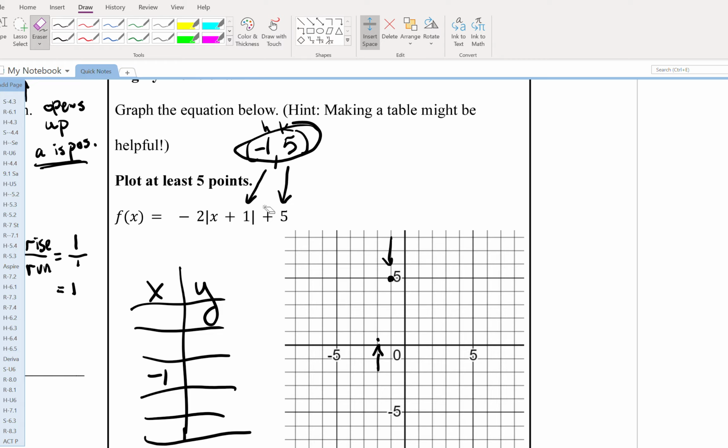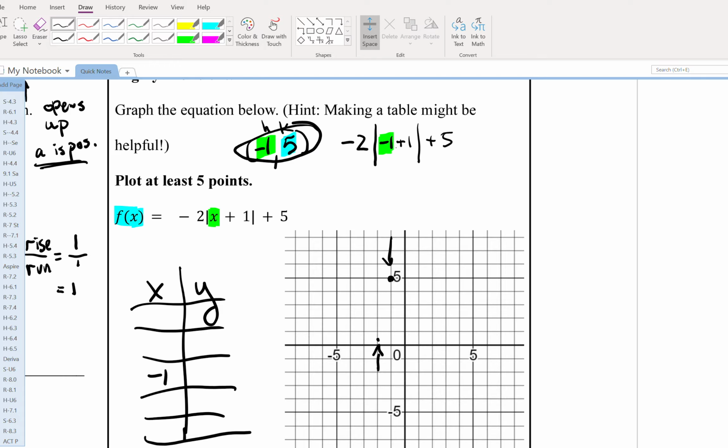So we just put that in. If I put that negative 1 in here for x, I should get out 5 as the value that I get for y. And so I'm just going to see if that happens. If I put in negative 2 times absolute value of negative 1, taking that x value and putting it in here for x, plus 1, close absolute value, and then I've got plus 5.